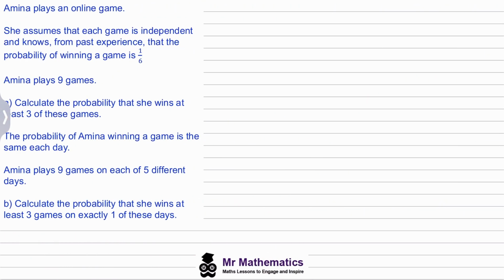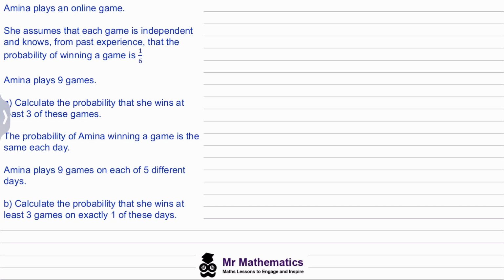So in this question, we're told that Amina plays an online game, and she assumes that each game is independent and knows from past experience that the probability of winning a game is 1/6. She plays 9 games. And then for part A, we're asked to work out the probability that she wins at least 3 of these games. So do you want to try this question yourself?